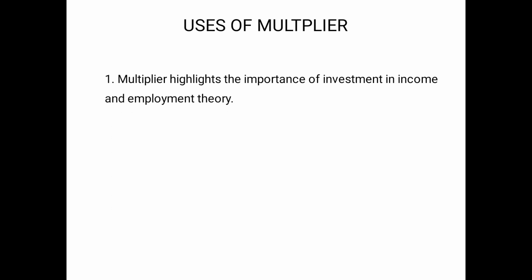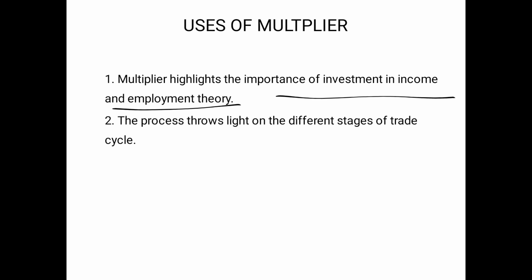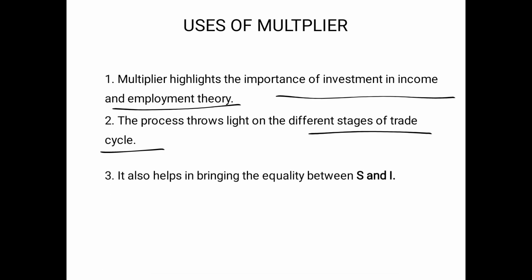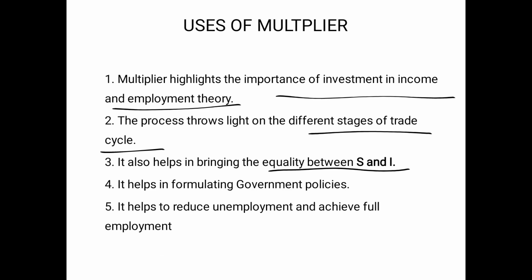Next one is, what are the uses of the multiplier? The first use is that the multiplier highlights the importance of investment in income and employment theory. The second is that the process throws light on different stages of the trade cycle. What are the trade cycle stages? Already we would have learned: boom, recession, depression, recovery. The third is that it also helps in bringing equality between savings and investment. Next, it helps in formulating government policies, and it helps to reduce unemployment and achieve full employment.